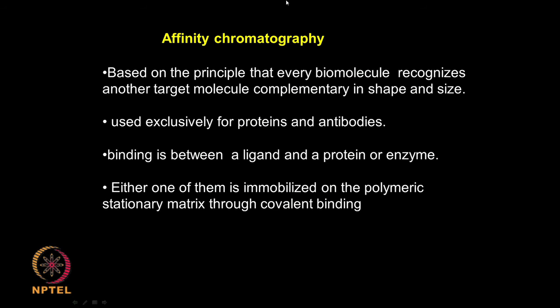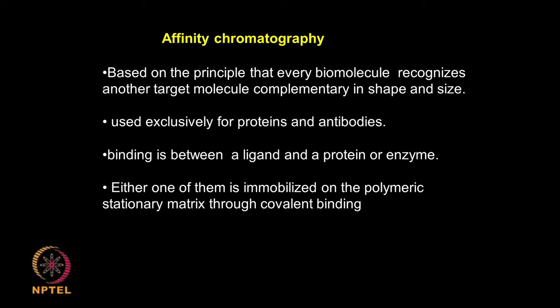Then comes affinity chromatography. This is based on the principle that every biomolecule recognizes another target molecule complementary in shape and size. It is like a protein-ligand or enzyme-inhibitor pair complementing each other, like a lock and a key. So, it is used exclusively for proteins and antibodies. We can have antibody-antigen, protein-ligand or protein-inhibitor, and so binding is between a ligand and a protein or enzyme, and either one of them is immobilized. So, you can have proteins immobilized to capture specific ligands, or we can immobilize ligands to capture certain proteins of our interest on the stationary phase.